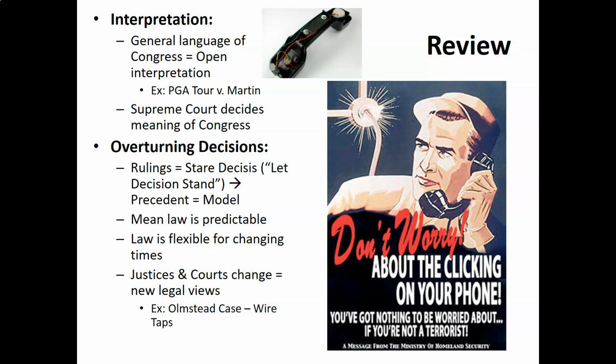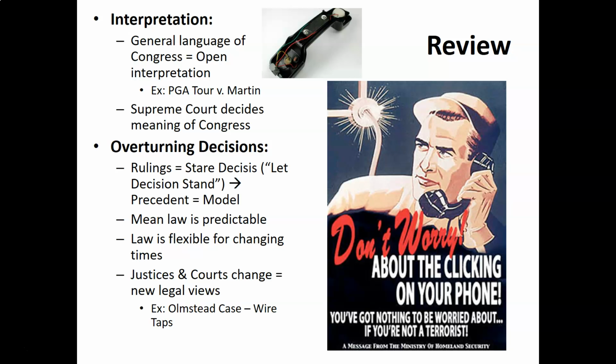And remember, the Supreme Court is there to decide the meaning of Congress, the meaning of the president, and the federal government, and the Constitution. Now, if the Supreme Court decides to overturn decisions, their rulings can be like a stare decisis. They can let decisions stand. This is mostly them setting a precedent. It's giving a model for the court, the nation at the time, as well as moving forward.